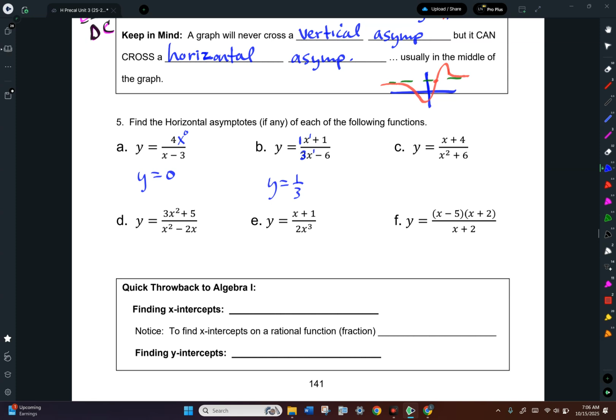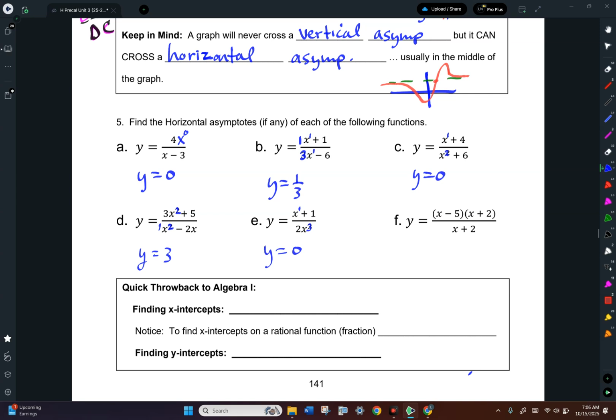On this one, I have a degree of 1 over 2. So this is the one where it's bigger on bottom. So y equals 0. Notice on this one, the degrees are the same. Exponent on top is 2. Exponent on bottom is 2. So I look at the coefficients, 3 over 1. So the horizontal asymptote is 3. Okay, here's a degree of 1 over a degree of 3. So bigger on bottom, y equals 0.